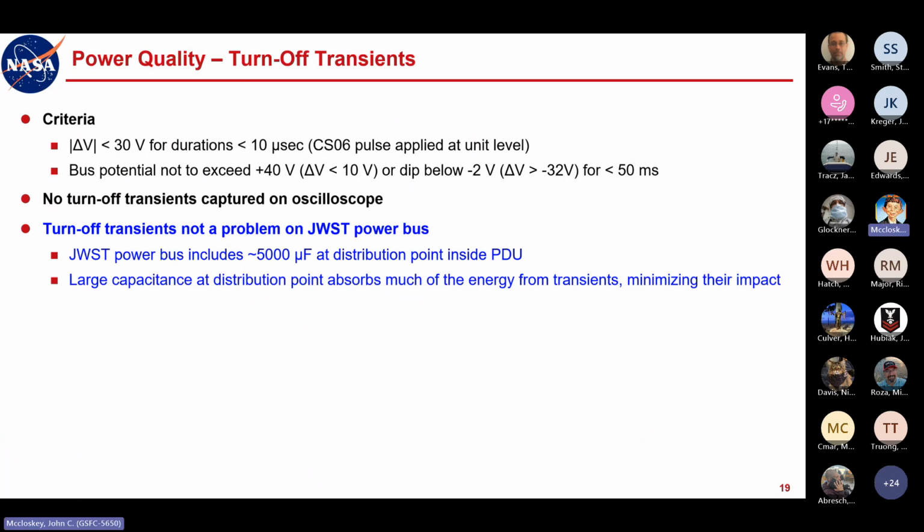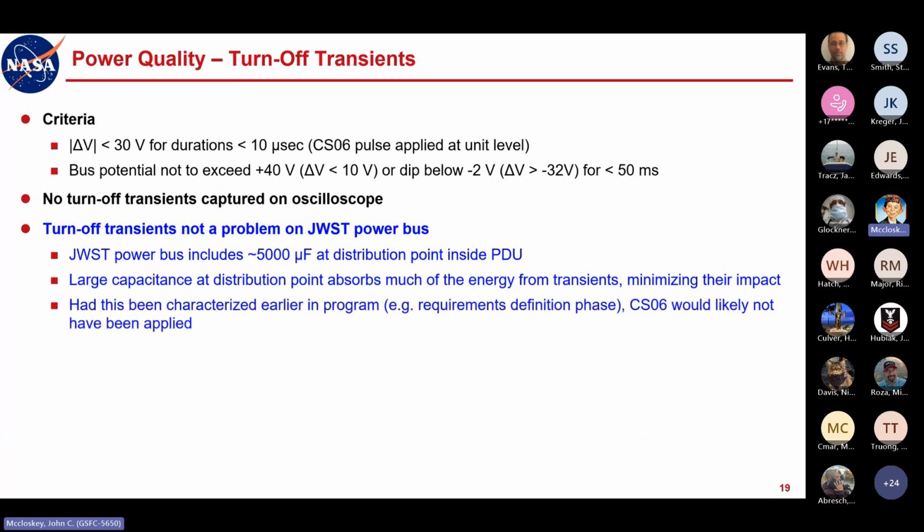And in the case of the turn off transient, it basically gives you something you're just not even going to measure. It just snubs it all out, and it's not an issue at all. So had this been understood and characterized earlier in the program, such as, for instance, during the requirements definition phase, we would likely not have applied CS06. And we have applied this lesson learned to more recent programs, RST included, that's an in-house program implementing the same architecture that I described with the big capacitor bank at the distribution point.